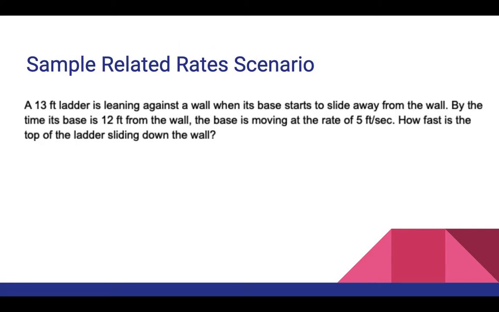So we'll look at a sample related rate scenario. This one is fairly common, and then in class we'll look at more advanced scenarios. A 13-foot ladder is leaning against a wall when its base starts to slide away from the wall. By the time its base is 12 feet away from the wall, the base is moving at a rate of 5 feet per second. How fast is the top of the ladder sliding down the wall?